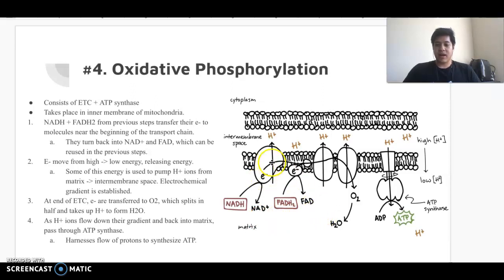The electrons move from high energy to low energy, and it releases energy. Some of this energy is used to pump H+ ions from the matrix, down here, into the intermembrane space, up here. An electrochemical gradient is established at this point. At the end of the electron transport chain, the electrons are transferred to O2, which splits in half and takes up H+ to form water. And as H+ ions flow down their gradient back into the matrix, over here, they pass through something called the ATP synthase. This harnesses the flow of the protons to synthesize ATP.